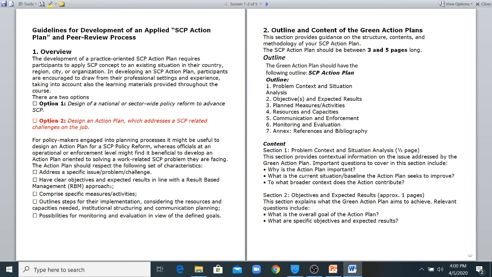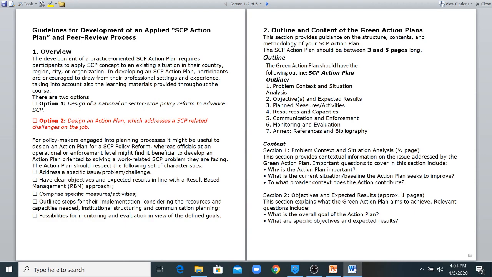Then you should be talking about what resources and capacities are required to implement this action plan. Then once it is done, you talk about how it has to be communicated to a particular sector, or if it's consumption related, to the public, and how you are going to implement this, which is basically the enforcement. And at the end, how you are going to measure whether your SEP is working or not, which is basically monitoring and evaluation. Then of course you have to end up with the references and bibliography.